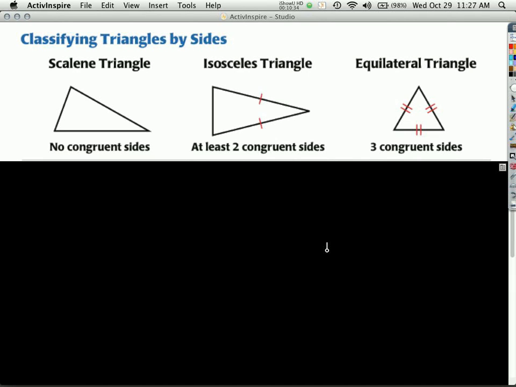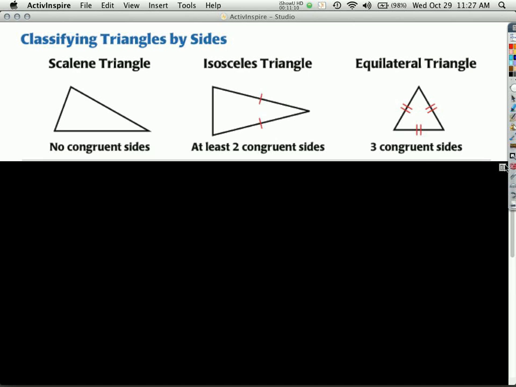So, there are two classification systems for triangles. By their sides and by their angles. Here are the names by side. Scalene, isosceles, equilateral. Scalene, none of the sides are congruent. Isosceles, two of the sides are congruent. Equilateral, all the sides are congruent. Notice the tick marks. That is showing us that they're congruent. We're not guessing, we're not assuming, we're basing it on evidence. Any questions about that?